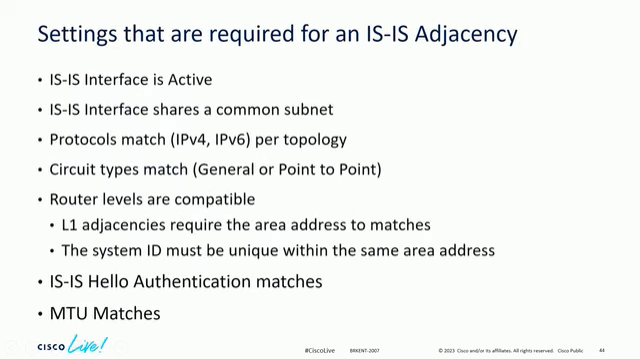Kind of going along with this, what is required for adjacency? The interface has to be active and has to share a common subnet. The protocols must match per topology. We'll get into topologies, because you can run multiple different topologies for IPv4 and IPv6. But if you're running the single topology and one is configured with IPv4 and the other one's IPv4 and IPv6, no dice. It's not coming up.